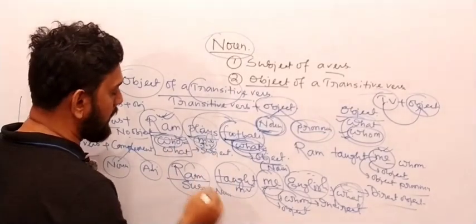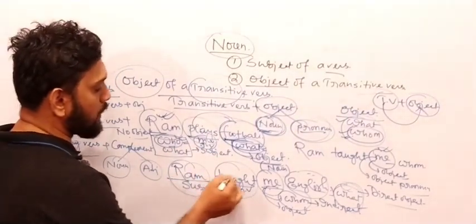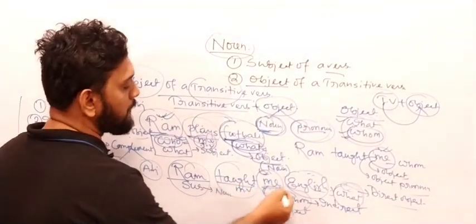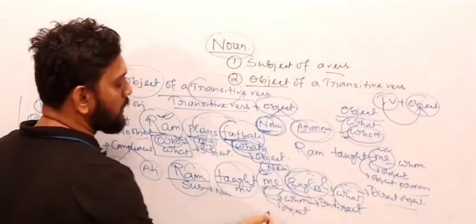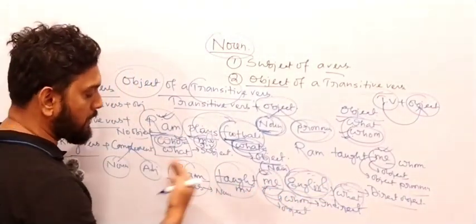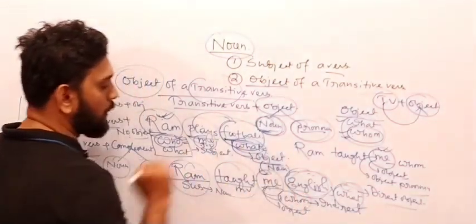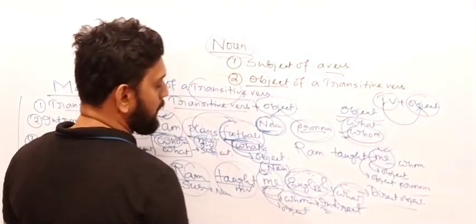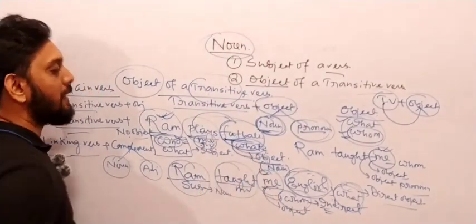And how can you find it? I have written here a sentence: Ram taught whom? Me. Ram taught whom? We got the answer, me. Ram taught me what? Ram taught me English. We got the answer for both. Using the question words what and whom, we got the object. One is playing as an indirect object, another one is playing as a direct object.